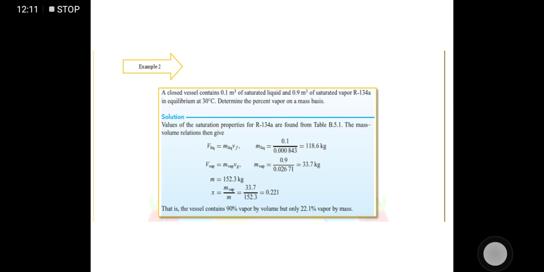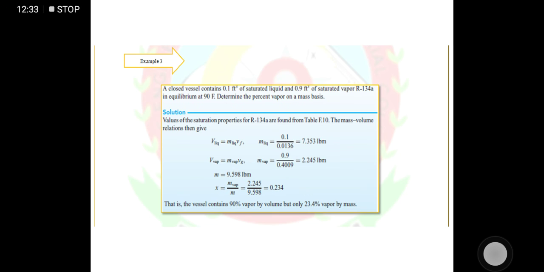So, x is equal to mass of the vapor over total mass, we have here 33.7 over 152.3. So, the result is 0.221, or 22.1% vapor by mass. Ibig sabihin nun, yung vapor natin is 22.1%. And then, the other percentage is for liquid. Okay? So, same with this one, same pa rin to siya, no?